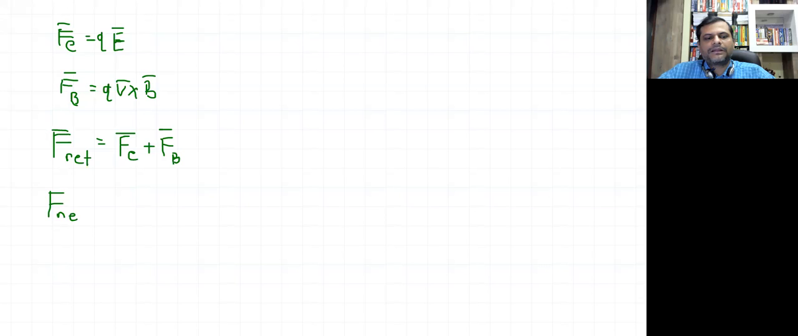finally can be given by simply Fe, which is going to be Q times of E, correct hai? Here it is going to be Q times of E plus Q V bar cross B bar, correct hai? So here it is Q times of V bar cross B bar, yes. And here we can see clearly, note carefully here that this addition, ये जो addition यहाँ पे हमको दिख रहा है, this is not a normal addition, but it's going to be a vector addition.